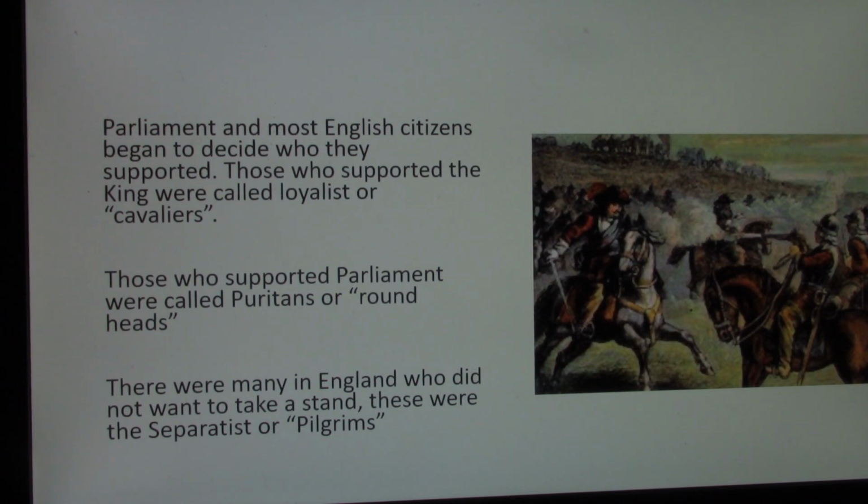And then there were always the Pilgrims. The Pilgrims were those who believed that both the Puritans and the Catholics were wrong, and they needed to get out of England while the getting was still good. These are the people who will eventually form Plymouth in the English colonies.